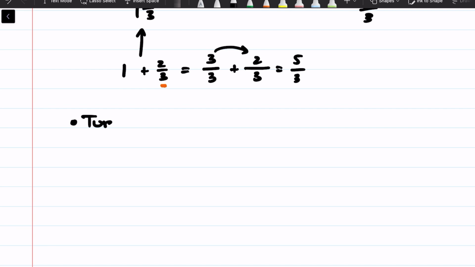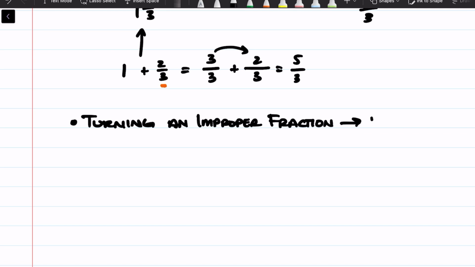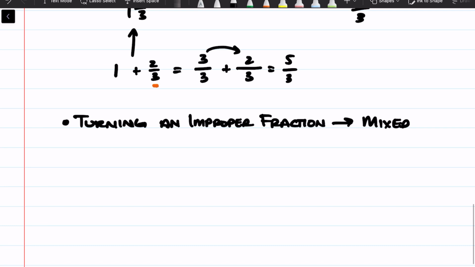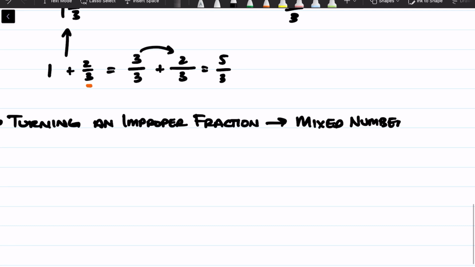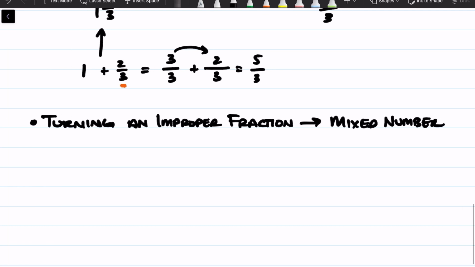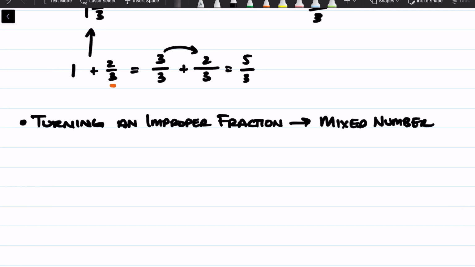So turning an improper fraction into a mixed number. Let me push that a bit there. There we go. Okay, so now I'm going to turn the improper fraction into a mixed number. Now I'm going to use the improper fraction I already have, which is 5 over 3. How do I turn that into a mixed number?